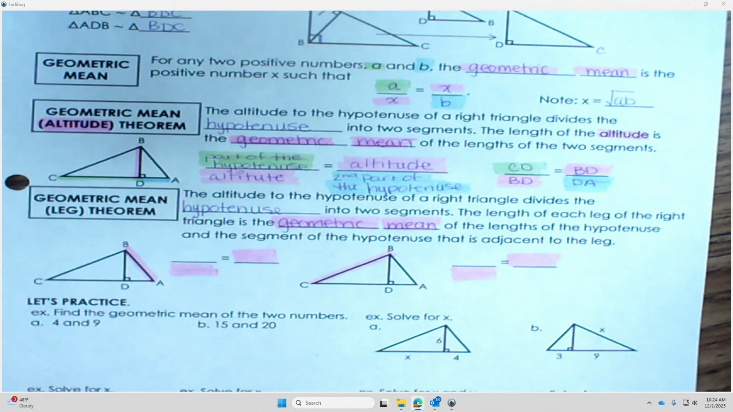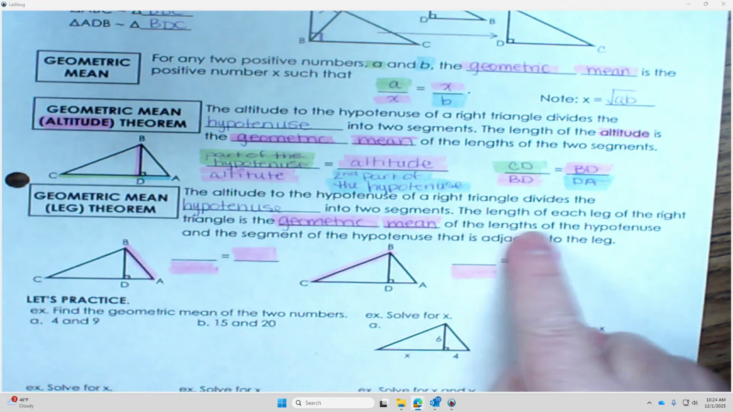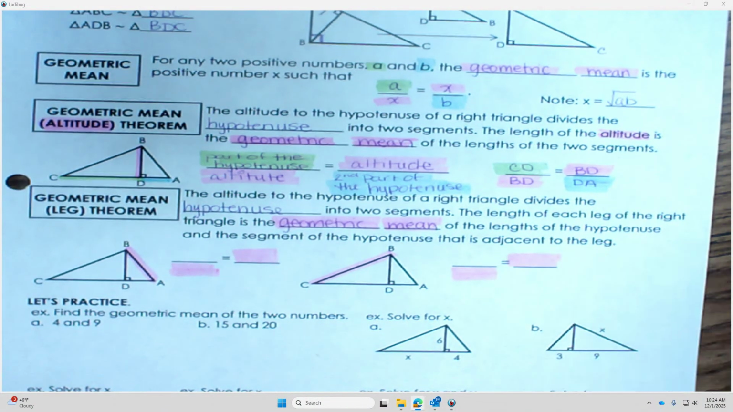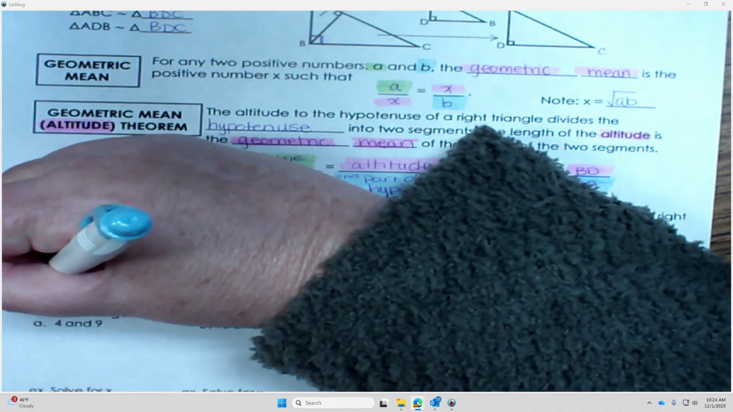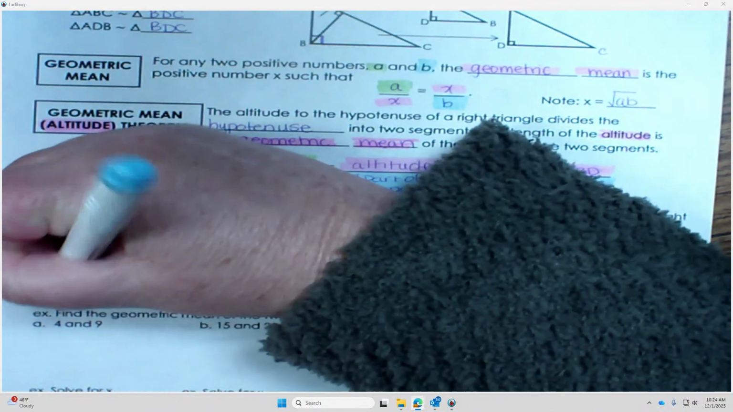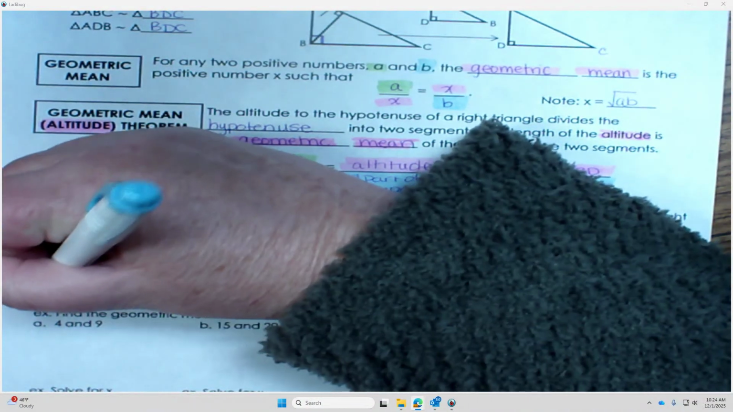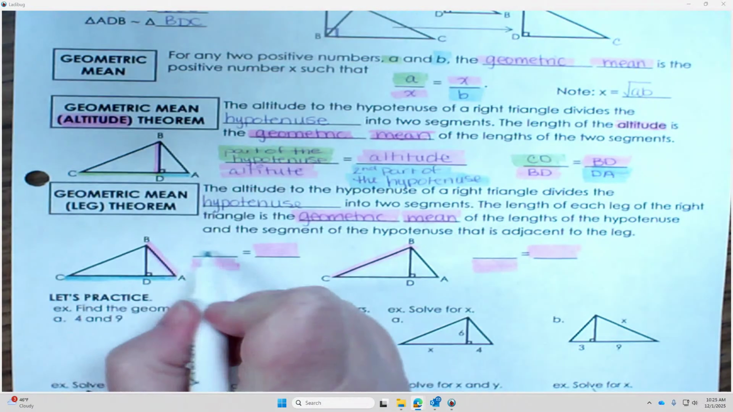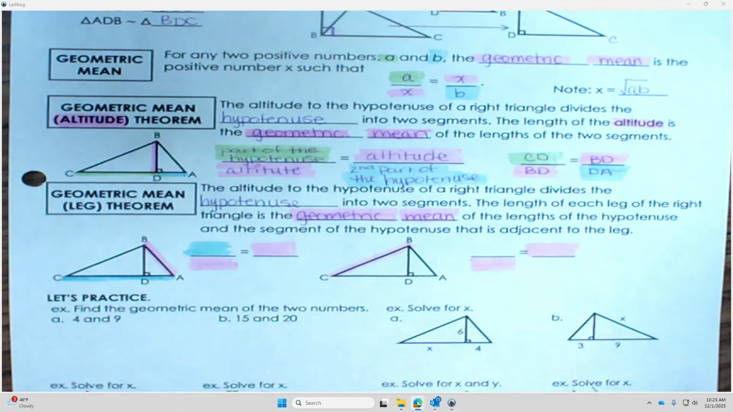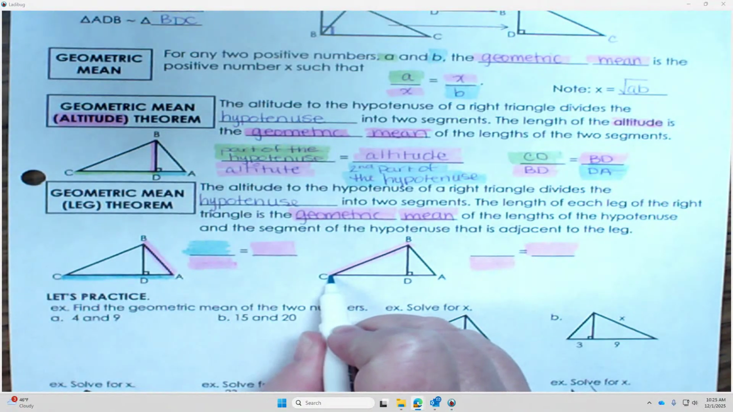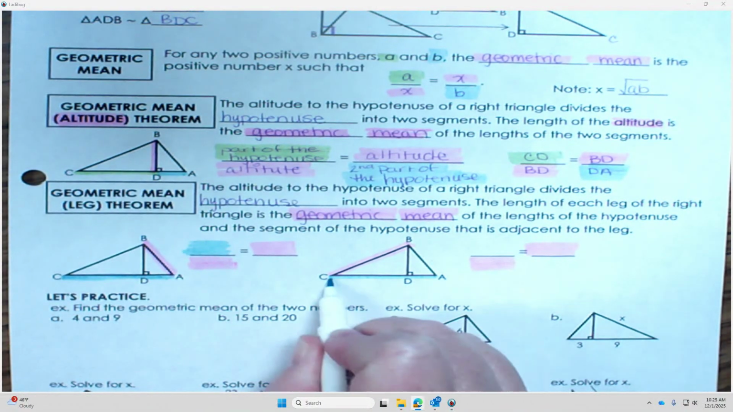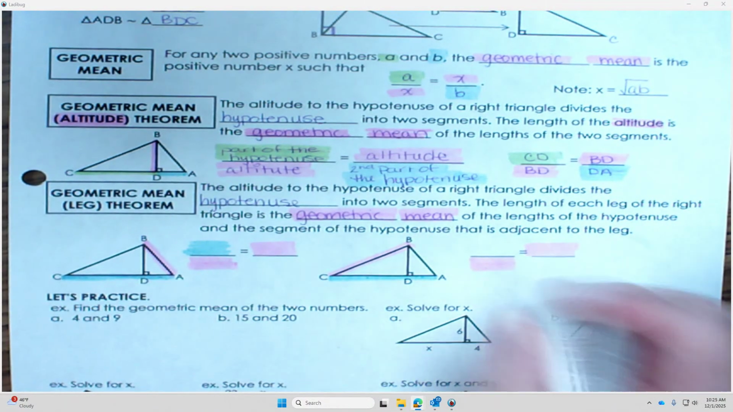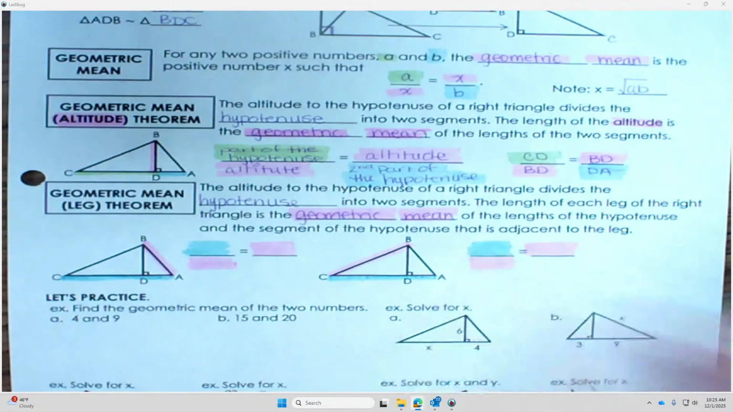But in this case, it's the geometric mean of the lengths of the hypotenuse. So we need the whole thing, the whole hypotenuse, all the way from C to A. Not a part this time, but the whole thing. Remember, we're going to put that here. Same thing over here. Doesn't matter which leg we use, we're going to start with the whole hypotenuse. So that's going to go right here.